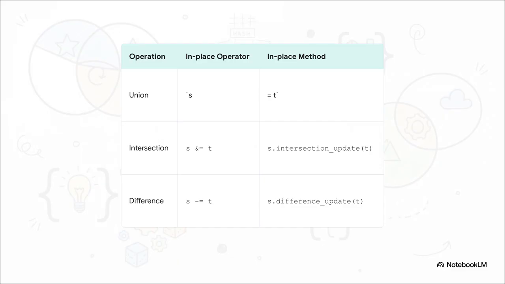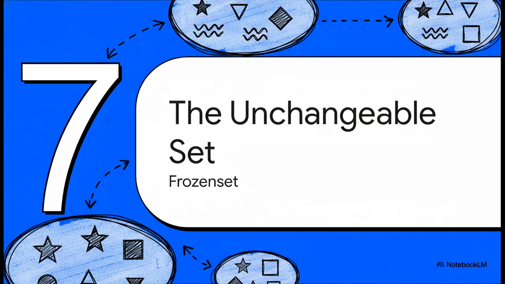So these are the in-place or update versions of what we just learned. Instead of s | t creating a new set, using s |= t or s.update(t) actually changes the original set s. This is a huge optimization to keep in your back pocket when you're dealing with a ton of data and memory is a concern.